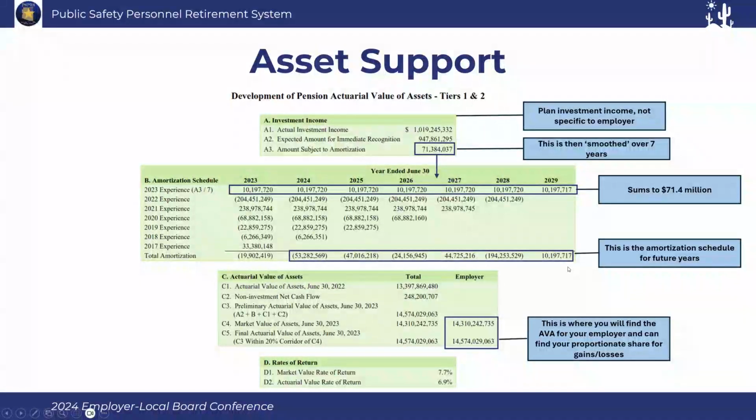This section down here is probably more important just on an individual employer basis. This is where you're going to find the employer actuarial value of assets and market value of assets in any given year in their report. And you can use that to figure out a proportionate share of the amortization schedule. If you take, say, the AVA of assets for your employer and divide it by the total AVA of 14.6 billion there, you can then apply that percentage to the amortization schedule and get a sense of what is going to be coming down the road in terms of the amortization schedule of the assets.